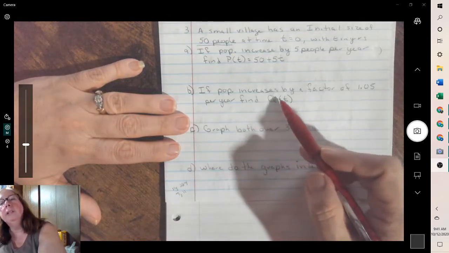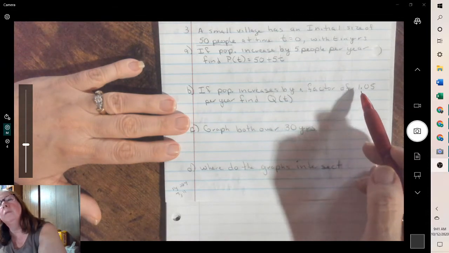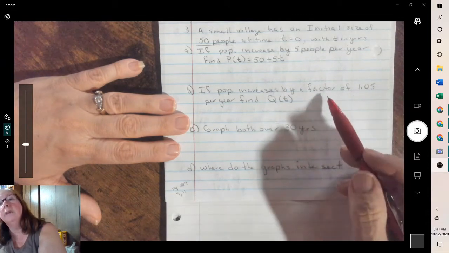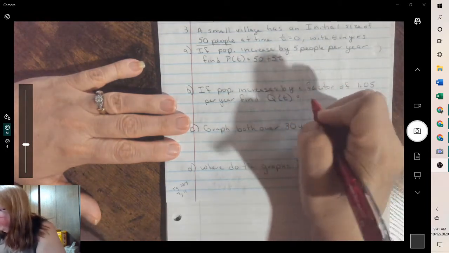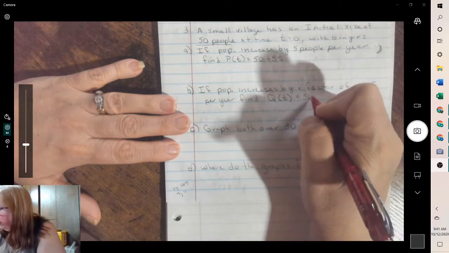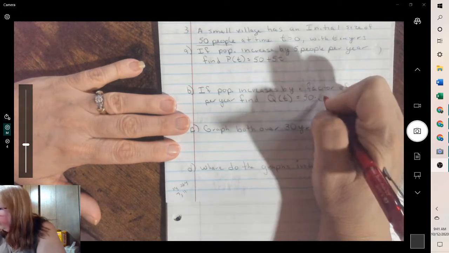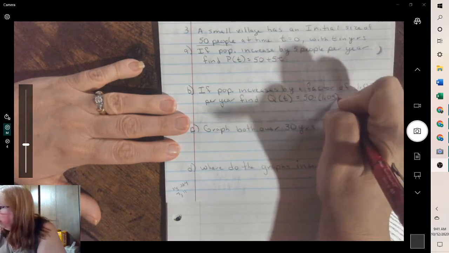If the population increases by a factor of 1.05, factor means multiply. Q of t equals the starting amount, 50, times the growth, 1.05 to the t.